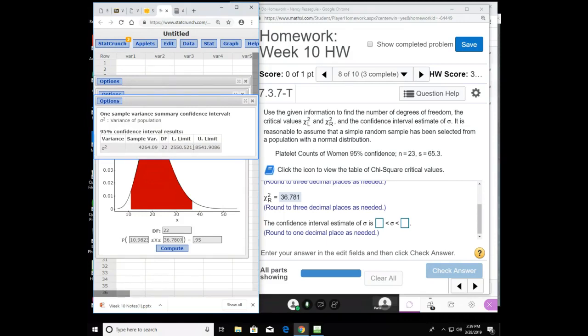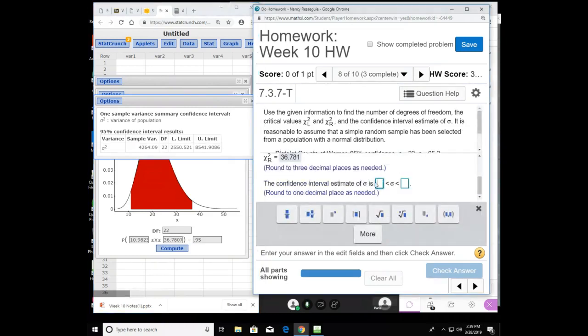So for each of these, I have to take the square root. So to put my answers in my stat lab, for the lower one, I'm going to take the square root of what it says for the L limit on here. So mine, I'm going to do the square root of 2,550.521. And that's going to be the answer that I'm going to put in here. So mine is going to be 50.5. And then for the other one, the bigger one, I'm going to take the square root of my upper limit.